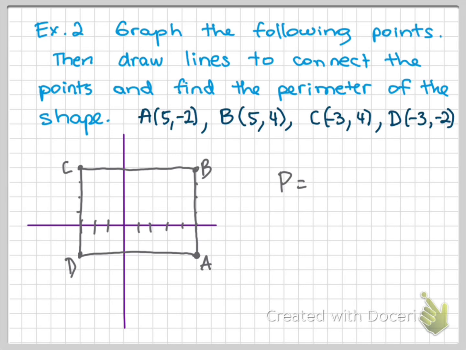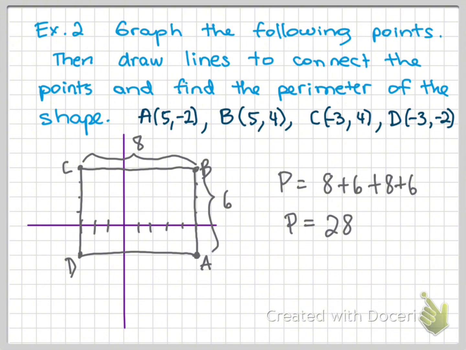Now we know that finding the perimeter is adding all of the sides of that shape. So in this case, we have that this is 8 and this is 6. So the perimeter is going to be 8 plus 6 plus 8 plus 6. So the perimeter is 28 units. And that's it.